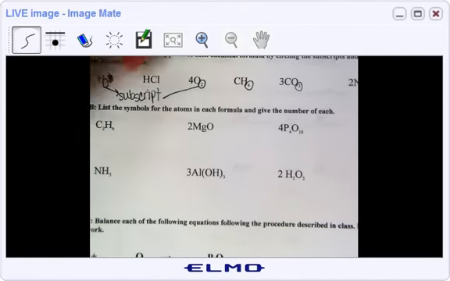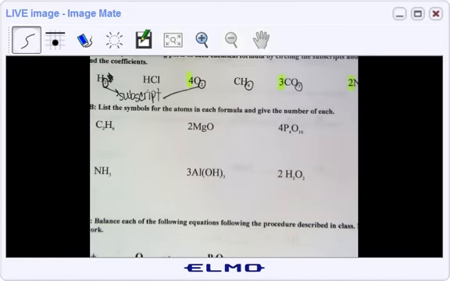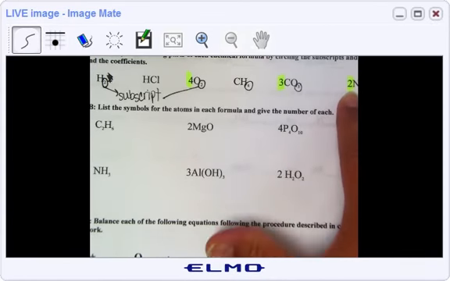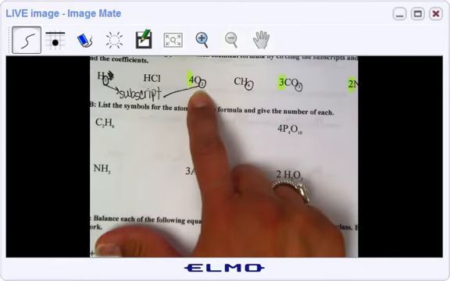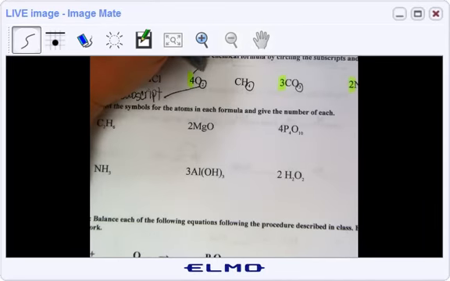The big numbers in front of the formula, sometimes I call them daddy numbers, they're bigger. Those are the daddy numbers, these are the baby numbers, okay? The big numbers represent the number of atoms, and they're called coefficients.